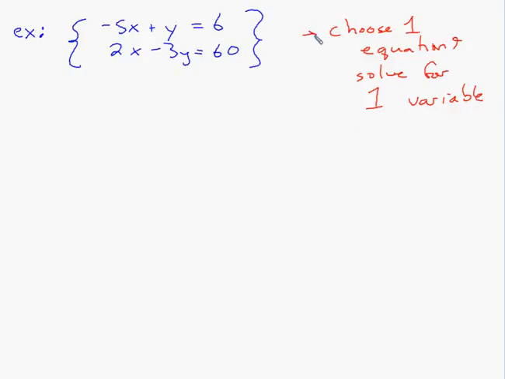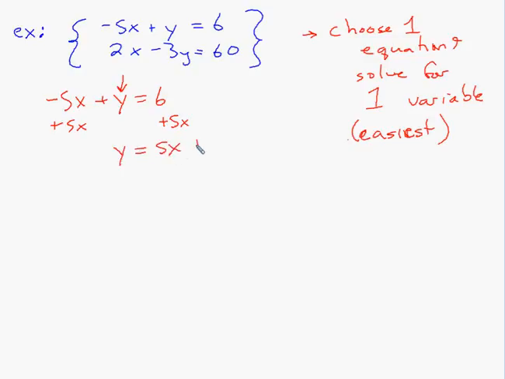But in principle, I want to go with the easiest. So this is just a matter of opinion, really, which is the easiest. But I think the negative 5x plus y is going to be easier. And I think it's going to be easier to solve for y. So you see what I did? I chose one equation and I solved for one variable. It does not matter which one. Alright, so I chose the y. I'm going to add the 5x. So I get y equals 5x plus 6.